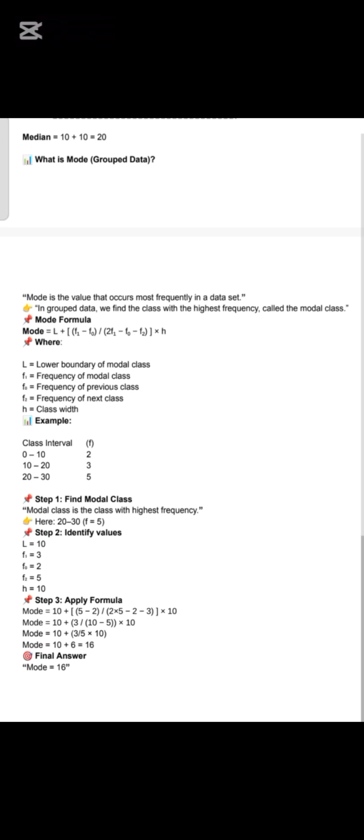Today we learned mean, median, cumulative frequency and modal class for grouped data, and next we will see cumulative frequency and the ogive in our next lecture.